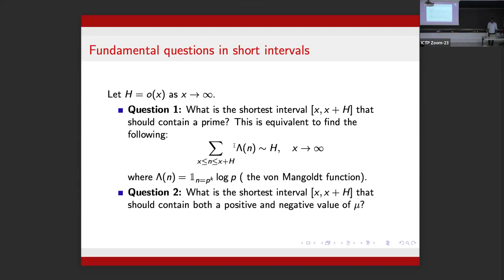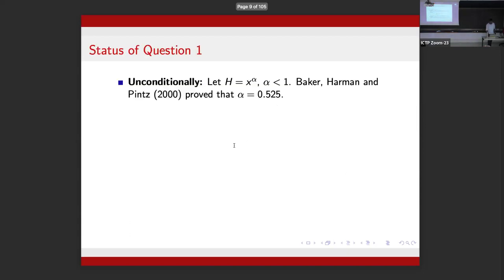And the second question: what is the shortest interval that contains a sign change of the Mobius function, or some cancellation of the Mobius function? These two fundamental questions still remain open, and there is still scope for research. Regarding the first case, unconditionally it is known that one can consider the short interval x to x plus h, where h is less than or equal to x to the power alpha, with alpha equal to 0.525. This is due to Baker, Harman, and Pintz in 2000. They proved that this short interval contains primes.